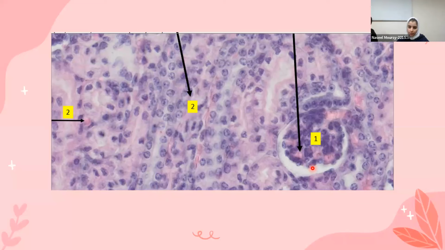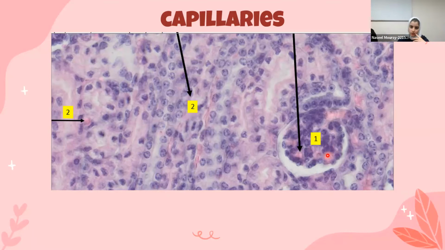So now what we're thinking about is capillaries. Why are we mentioning this? Because blood is very essential in the process of filtration and reabsorption. And we also have the vasa recta, those vessels that surround the tubules. So that's where we're going now. Number one, if we're talking about the vessels, what would it be?